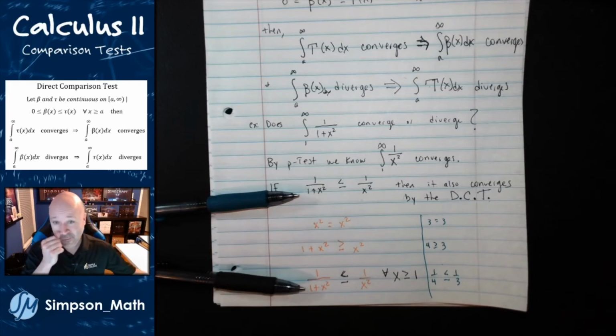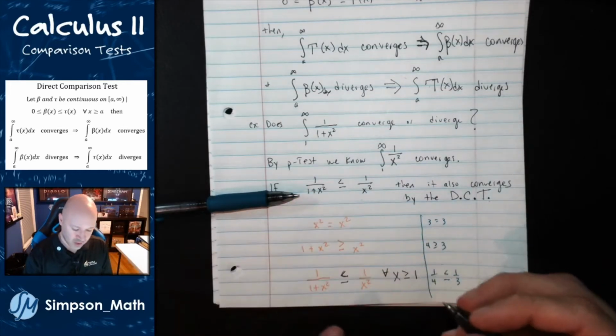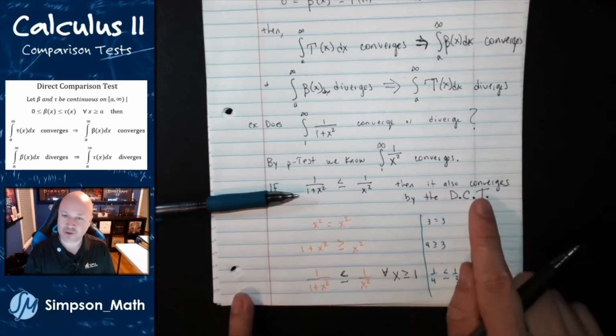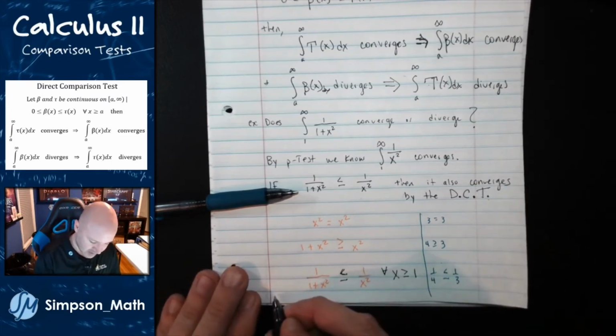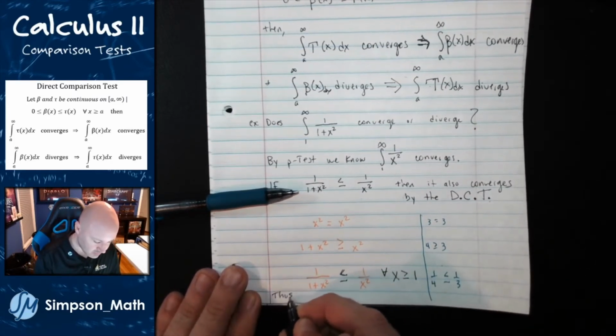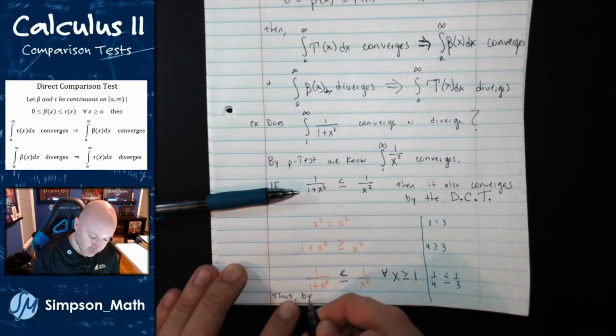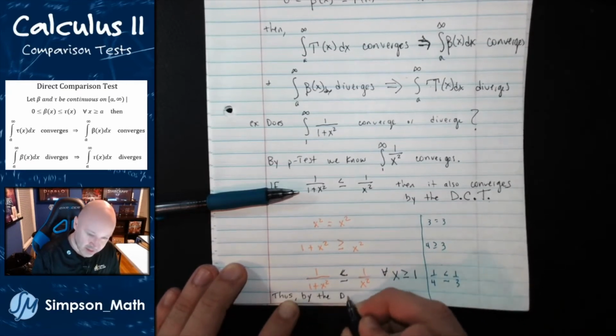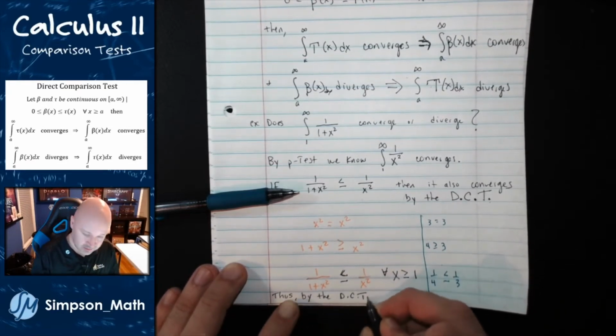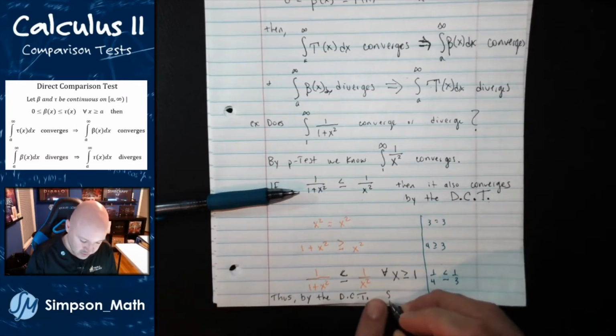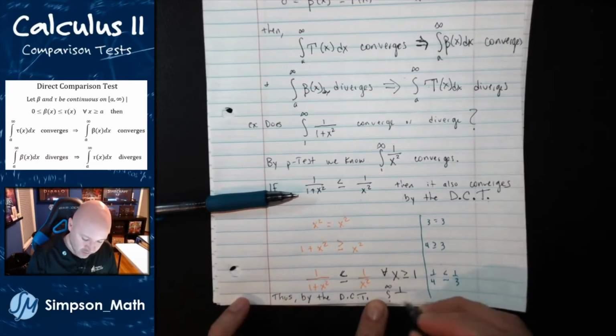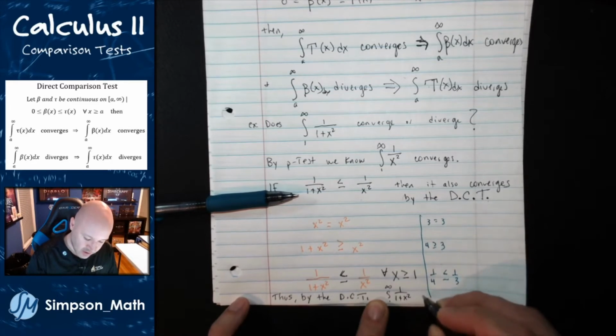All right. So I'm going to say we're done. Therefore, or I'll say, thus, by the direct comparison test, the integral from 1 to infinity of 1 over 1 plus x squared converges.